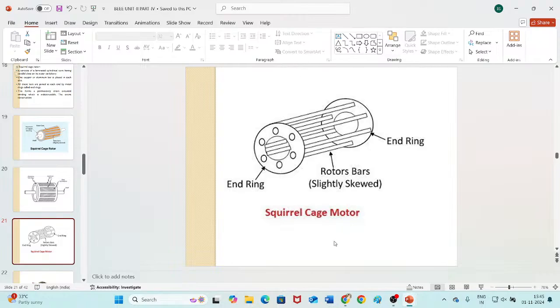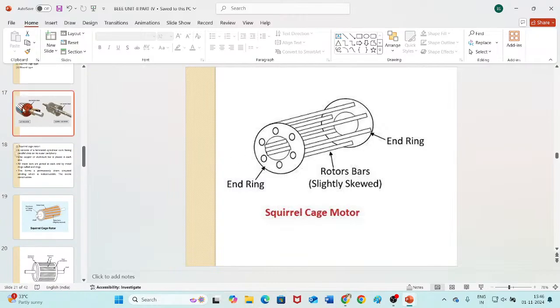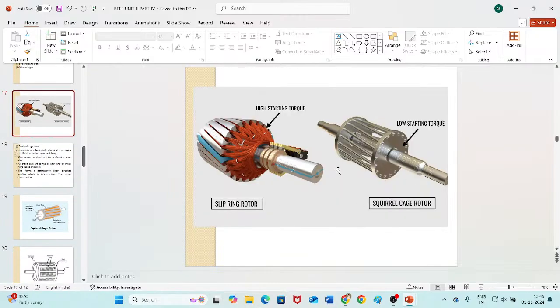If you look at this, it looks like a cage, which is why it is named squirrel cage. This rotor is not connected electrically to the supply. No supply is given to the rotor, whether slip ring or squirrel cage. Current flows in these wires or windings purely due to induction, like in transformers.